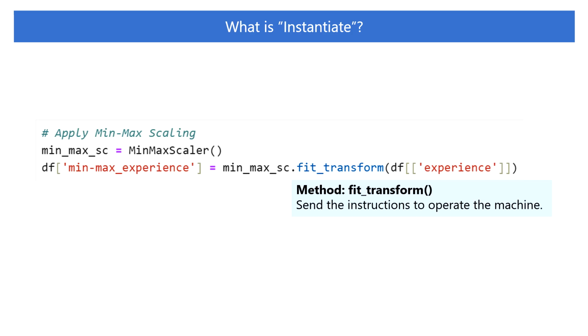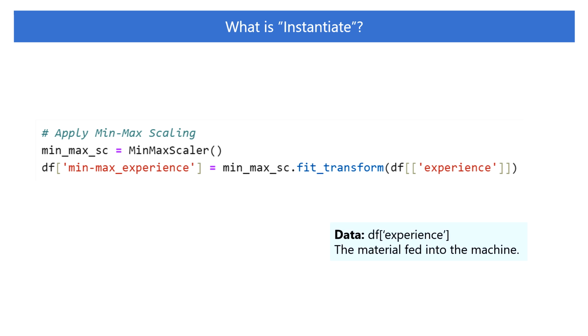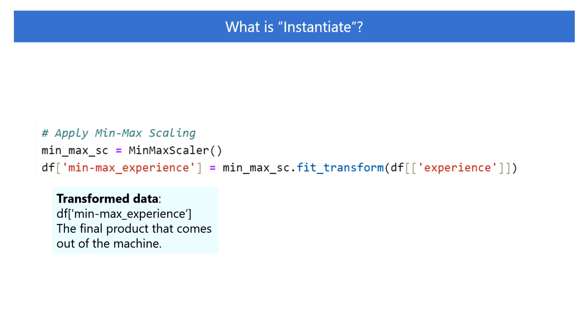Then, using the fit_transform method, we send the instruction to operate the machine. The data, here the variable named experience, is the material fed into the machine. Then, the transformed data is the final product that comes out of the machine.